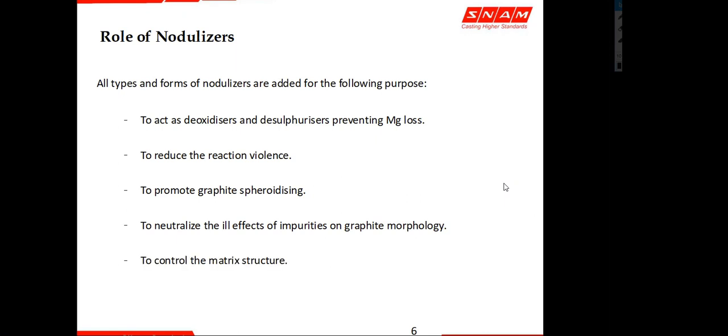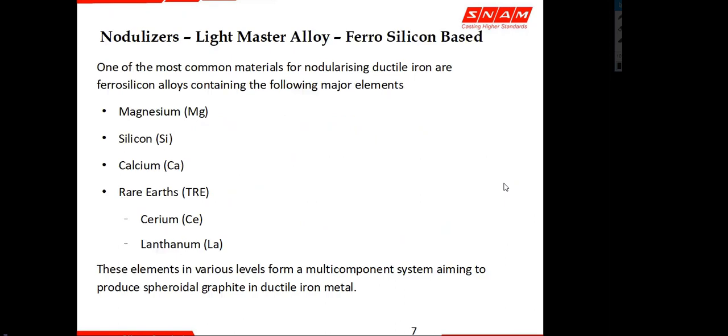To control the matrix structure, as we have discussed previously, the heavy master alloys, for example copper magnesium alloy, which contains copper, can have an impact on the pearlite content in your casting. So to some extent, nodalizers can also control your matrix. So your nodalizer should deoxidize and desulfurize metal but prevent magnesium loss, reduce the reaction violence, promote 100% or the maximum spheroidization, neutralize the ill effects of the tramp elements present in your metal, and finally control the matrix structure.